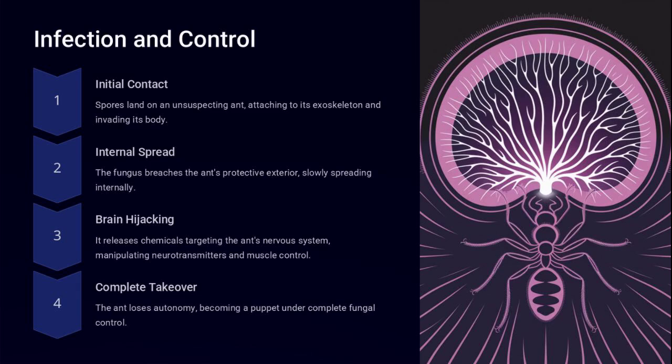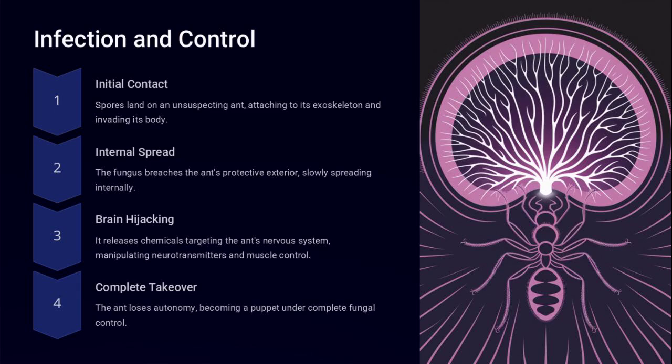The horror begins when spores from the fungus land on an unsuspecting ant. These microscopic spores attach to the ant's exoskeleton and begin to invade its body. Through enzymatic and mechanical processes, the fungus breaches the ant's protective exterior, slowly spreading internally.